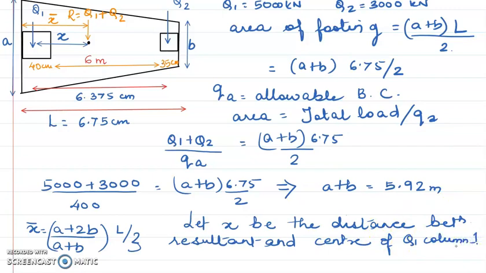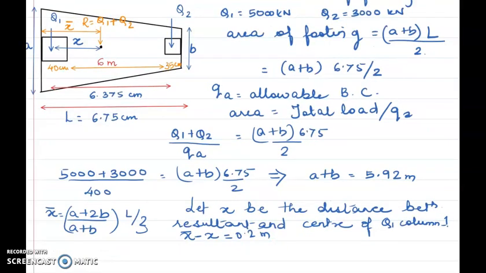Now if that is the case, then what will be the value of x bar minus x? Look at the figure and tell me what will be the value of x bar minus x. It will be half of the dimension of column 1, so that will be 0.2 meters. So the next thing we are going to do is take moments about this point. Which point? The centroid. So I'm taking moments about centroid.